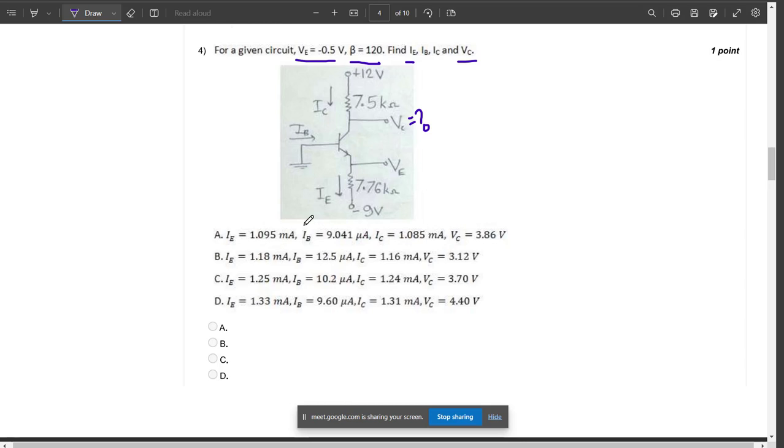Ma'am, VE is given, so we can directly find IE. Okay, good. Because VE is minus 0.5 volt. So current IE will be downwards, higher to lower potential. Yes, very good.